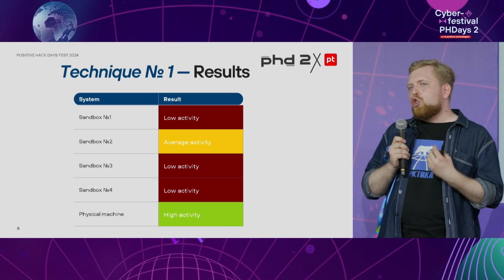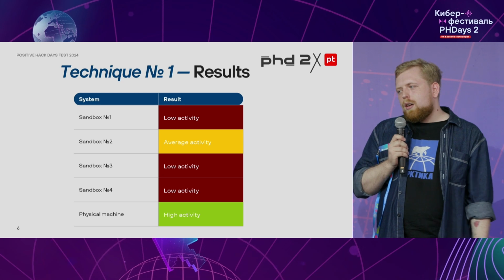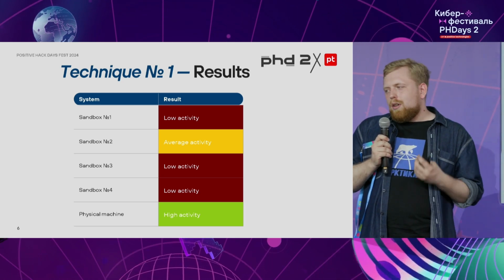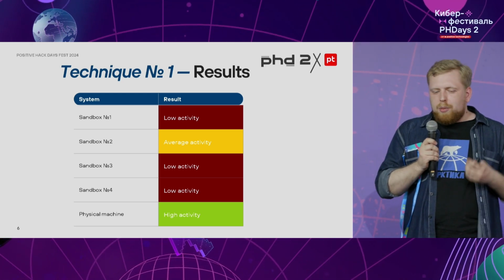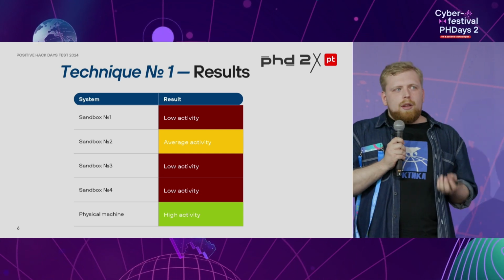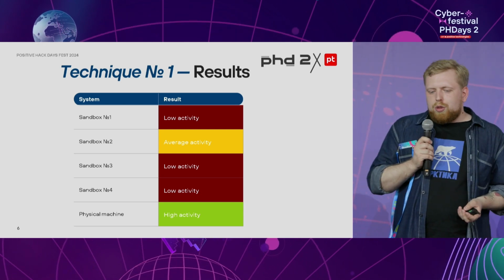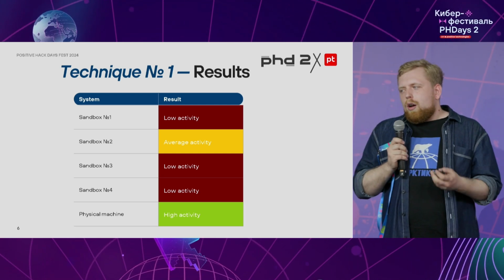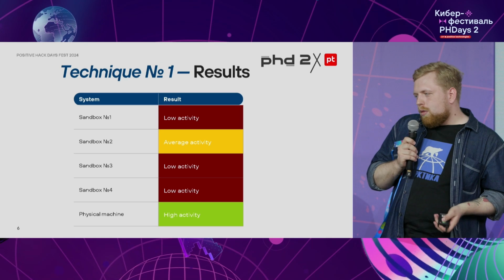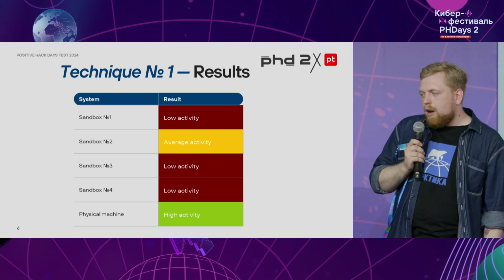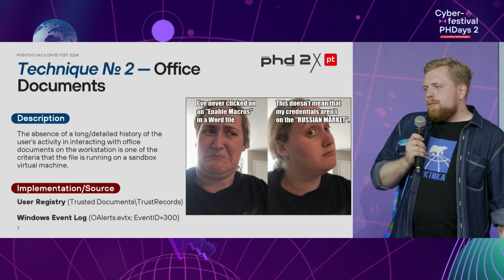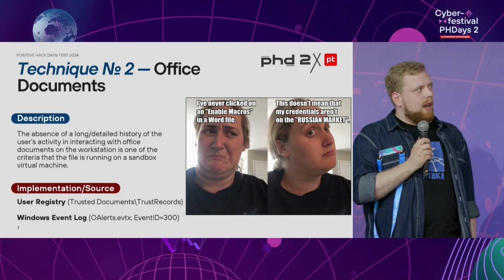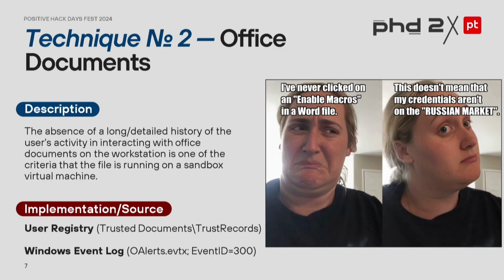So the case I described is true for one sandbox too, because at least we have some records. In the other three sandboxes, we didn't have any information on login UI or Explorer. We saw that the browsers were launched for a couple of times, which means that the file executed operated in the sandbox. The next technique is closely linked to the first one, and it's about the Office documents.